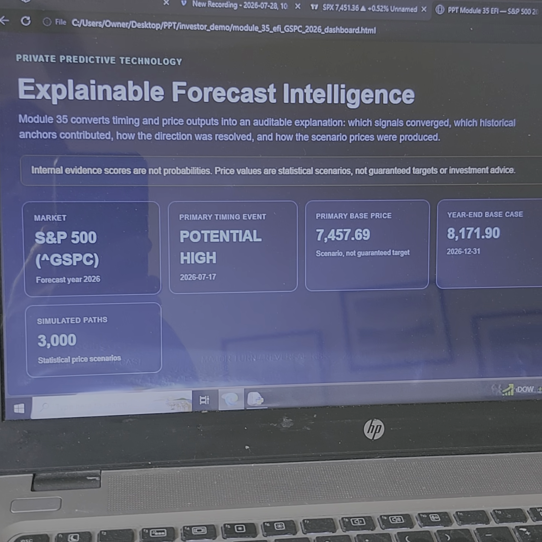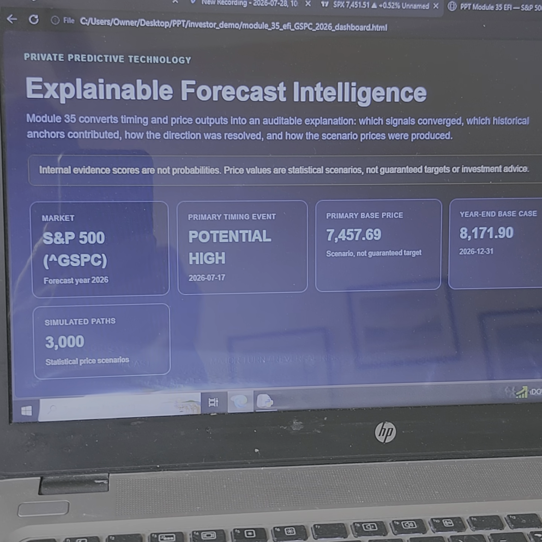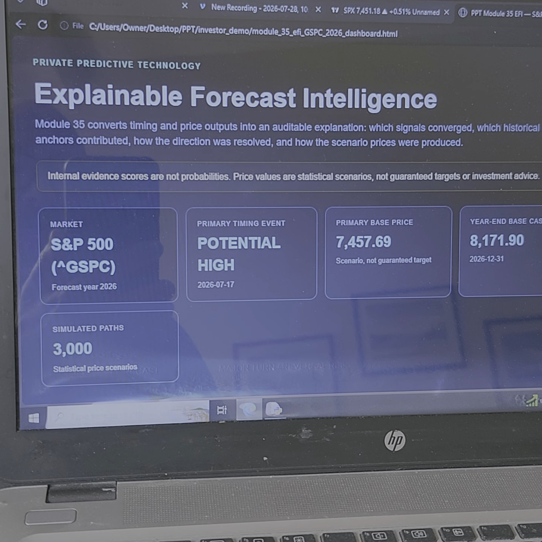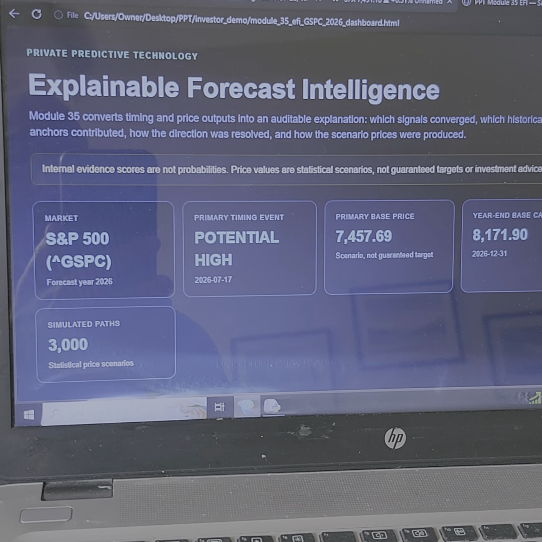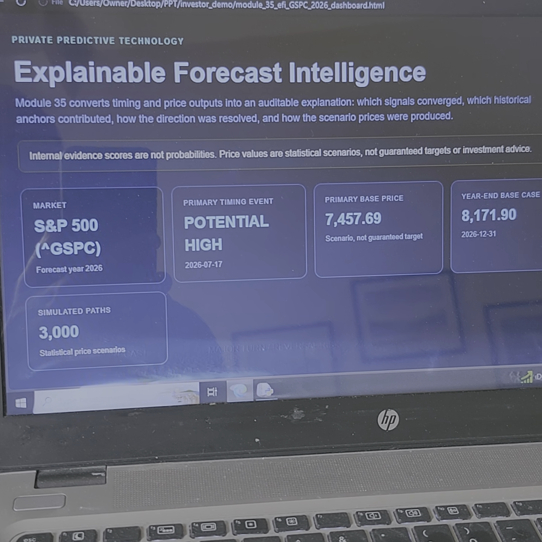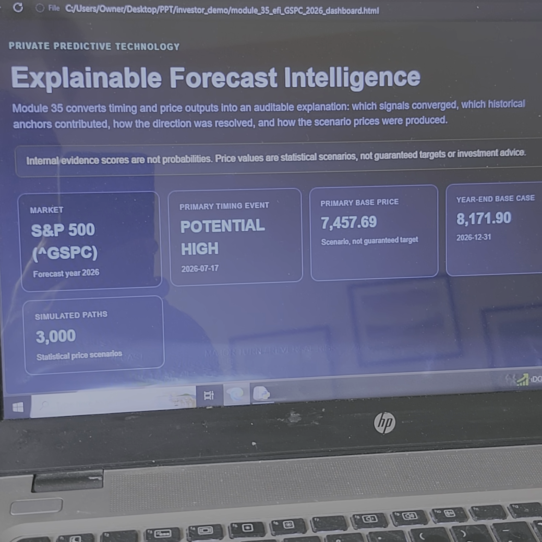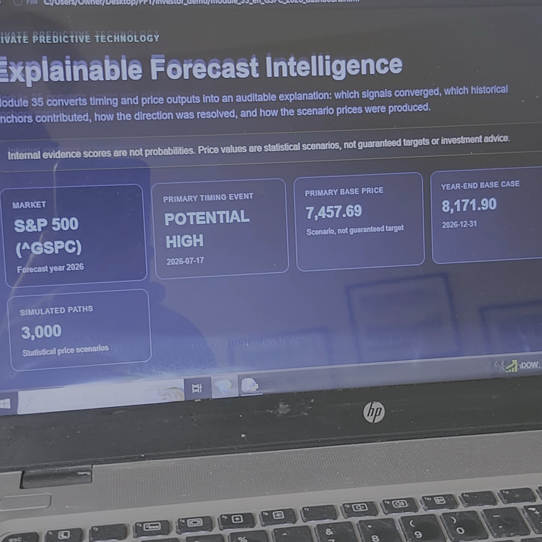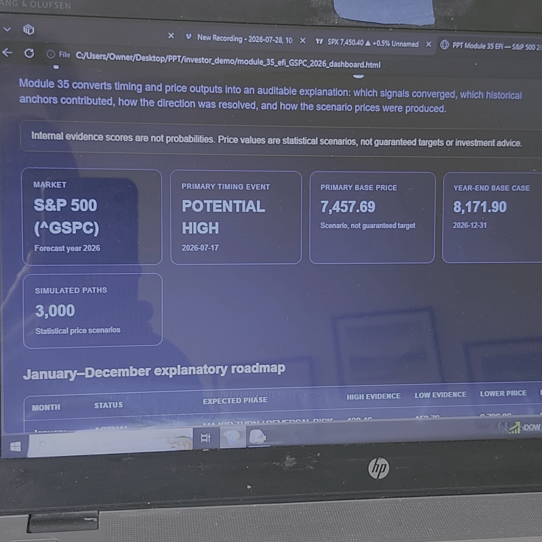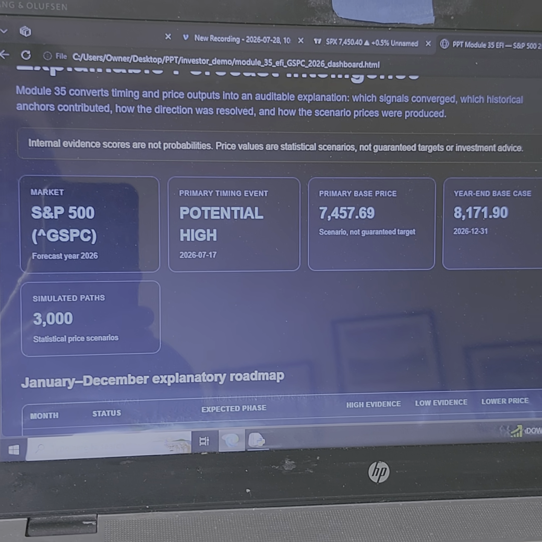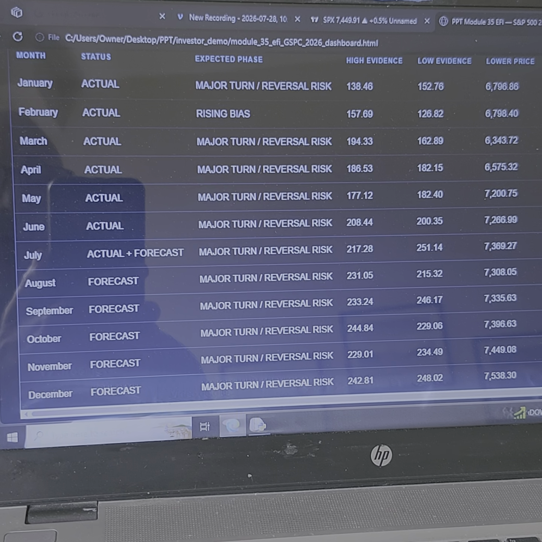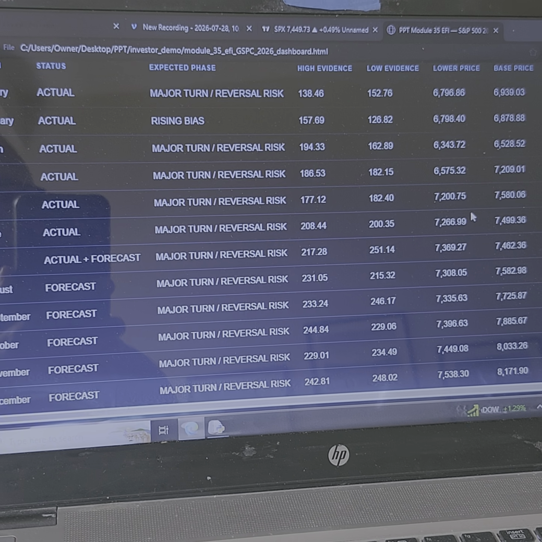This is our dashboard for any investor looking to get answers for any type of year, stock, crypto. So this one here, we did the S&P 500, and it's stating here we've got a potential high right now in this month and a turning point, and it looks like we have a base price of 74 and a year-end price of 81,170. It goes on to explain every single month, which I think is really important, and we're going to just quickly talk about it.